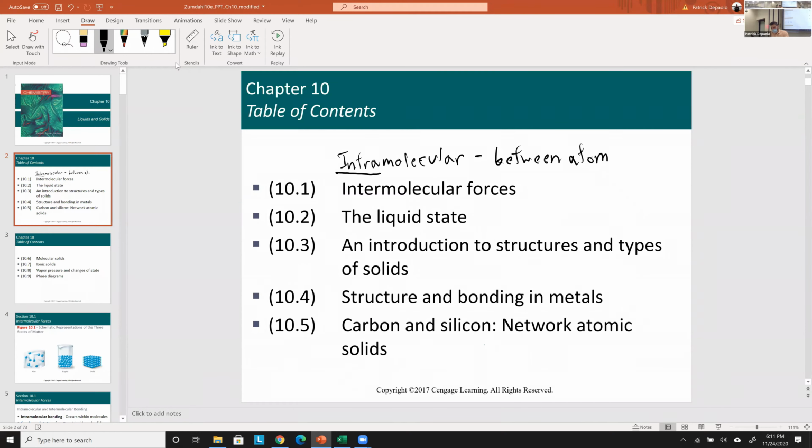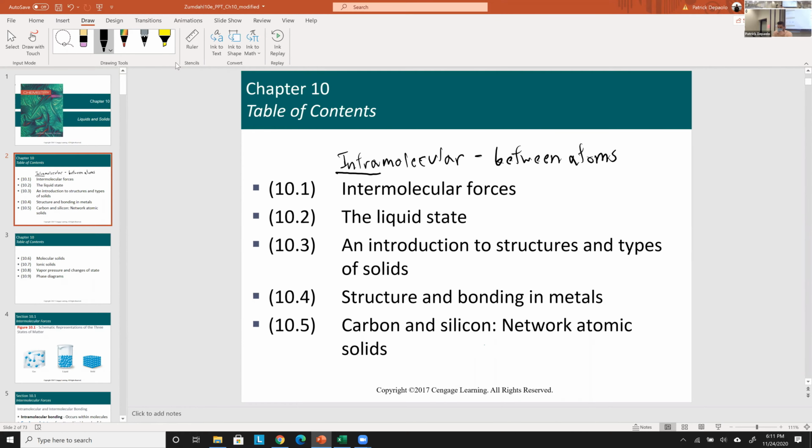atoms in a molecule. So if you have the covalent bond between H and O in water, that's called an intramolecular bond. Anything that's ionic or covalent. So we've beat the dead horse with that. We know all about them. Then we're going to learn about intermolecular.